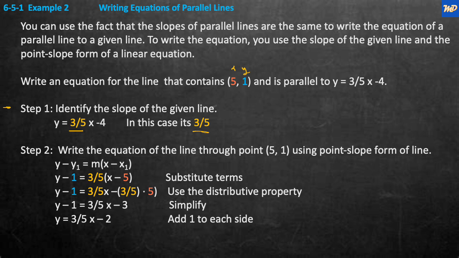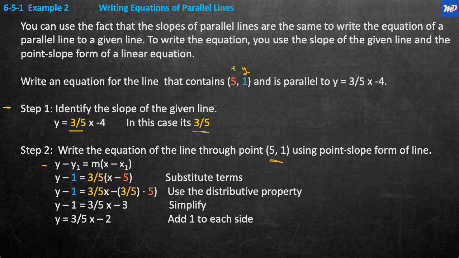Step 2. Write the equation of the line through the point 5, 1 using the point-slope form of the line. Not slope-intercept. Now we're going to switch over to point-slope. Okay? Not standard form. Point-slope. Here it is. Point-slope form of the line is y minus y1 equals m, the slope, times the quantity x minus x1. And the y1 and x1 are the numbers that you're going to stick in based on the point you're dealing with, right? Because the x and y by themselves are the variables, the dependent and independent variables that we're looking for. So the first thing we're going to do is substitute the terms.